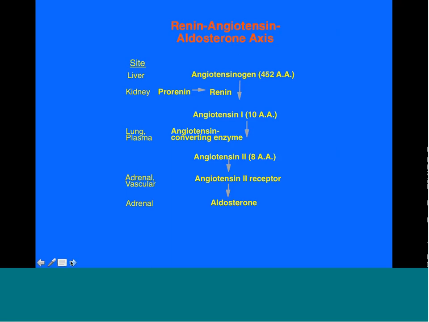That binds the angiotensin 2 receptor, and there's several places where the angiotensin 2 receptor occurs, in both the adrenal gland where it stimulates aldosterone, and in the vascular blood supply where it causes constriction of the veins and the arteries.